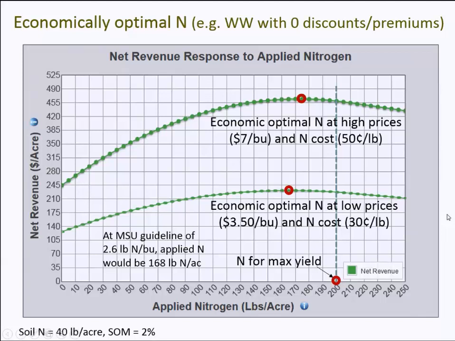If we look at MSU guidelines of applying 2.6 pounds of available nitrogen per bushel, the applied nitrogen for winter wheat would work out to be about 170 pounds of nitrogen per acre, or very, very close to the maximum profit shown here.